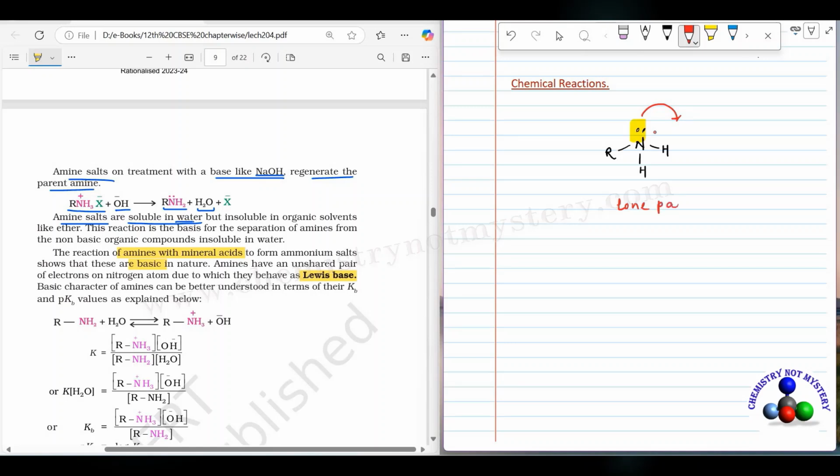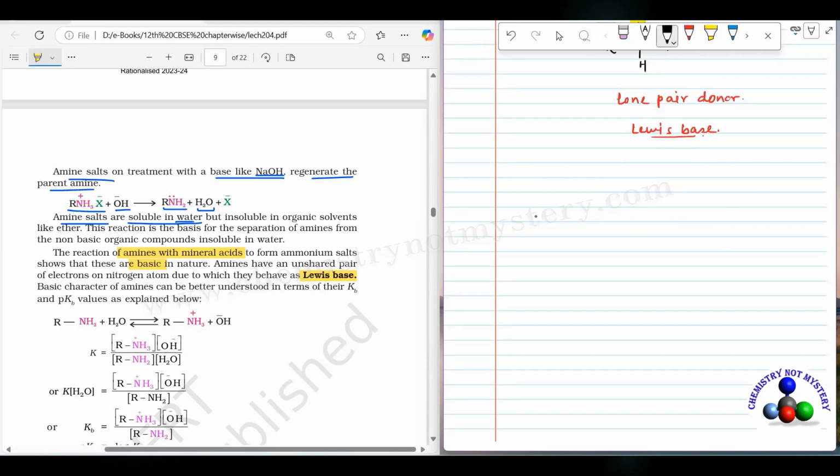Lone pair donor. Because it is a lone pair donor, it acts as a Lewis base. Lewis bases are lone pair donors. Now let's write the reaction of amine with water. So this is RNH2. There is lone pair over nitrogen.